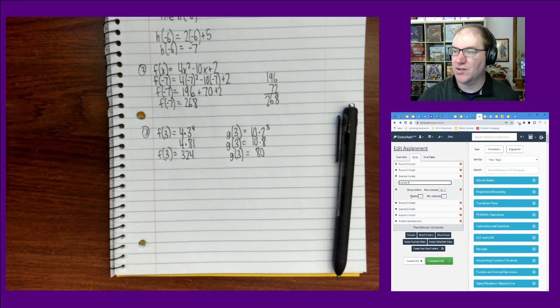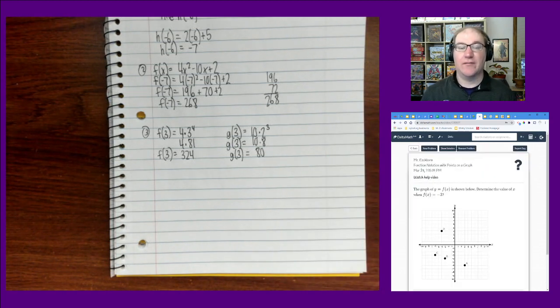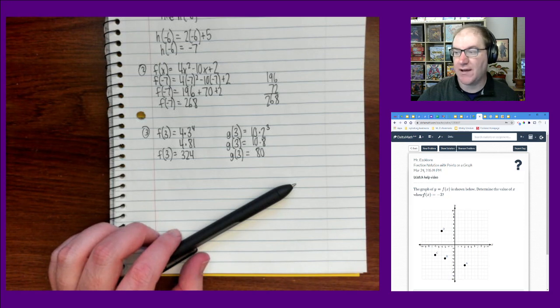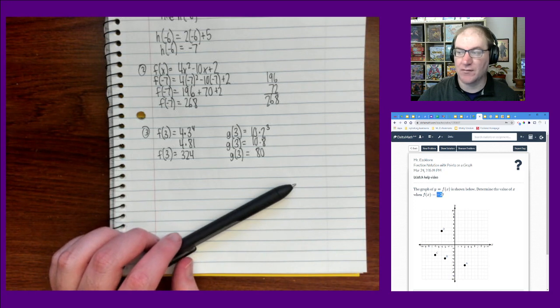All right, question number 4. The graph of y equals f of x is shown below. Determine the value of x when f of x equals negative 3. So they're telling us to look at this graph and find f of x equaling negative 3. Remember, this right here is the output, right? This is the final result. And they want to know what number did you need to input to get negative 3 as an output.